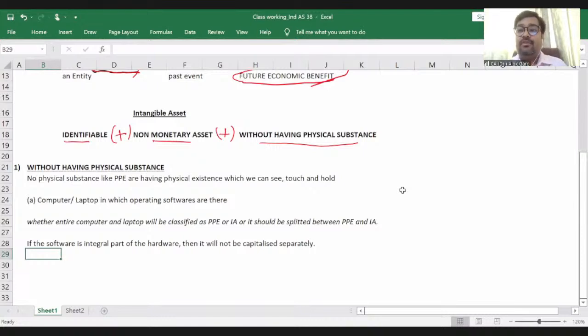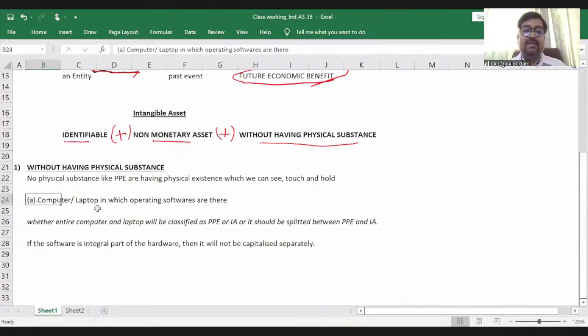But if the software is an integral part of the hardware, an integral part of the computer or laptop, it has to be classified as PPE, right? It has to be classified as PPE. So you have to see which part is more significant. And here the computer or laptop is more significant, and hence it will be property, plant and equipment.